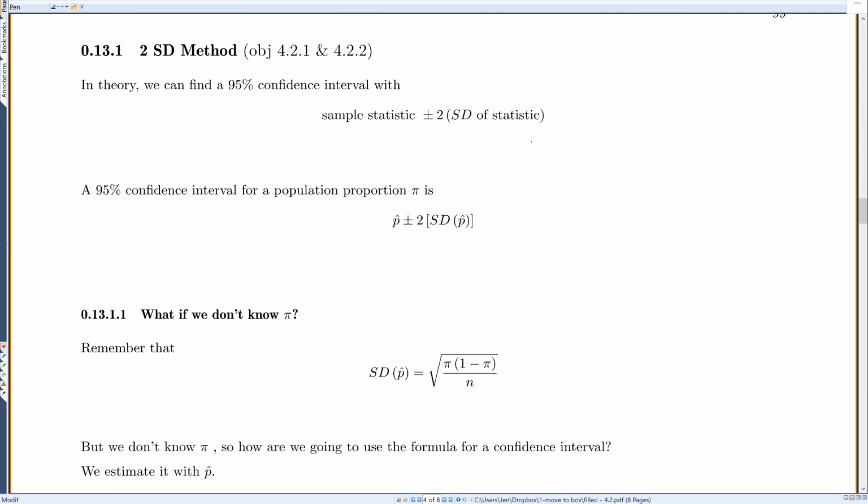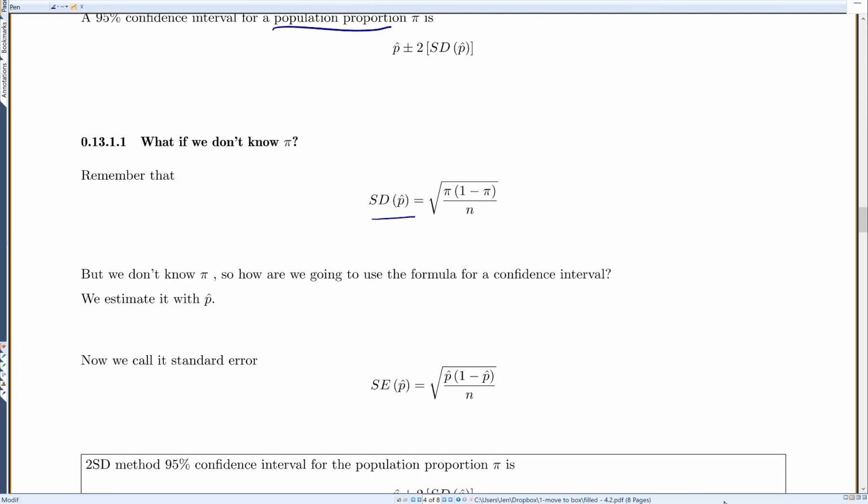Now, if you want to talk about proportion specifically, a 95% confidence interval for a population proportion, pi, well, our sample statistic for proportions is p hat. So it'll be p hat plus or minus 2 times the standard deviation of p hat, the standard deviation of the statistic. But the problem is, what if we don't actually know our population proportion pi? Remember, our standard deviation of p hat, our formula is pi times 1 minus pi over n, and then you take the square root. But we don't know our population parameter pi. So how are we going to use this formula to make a confidence interval? That just doesn't really make any sense. You can't estimate pi by using pi in the formula. So what we're going to do is estimate it with p hat.